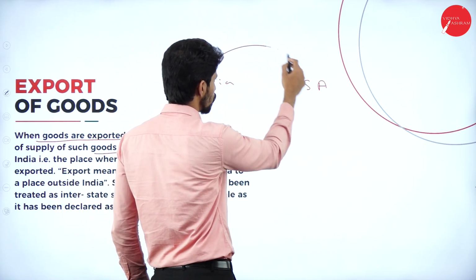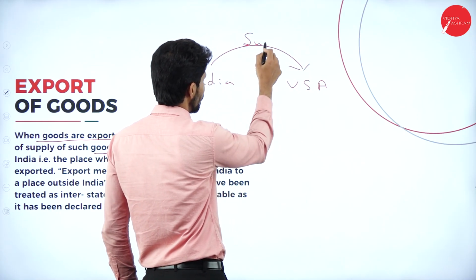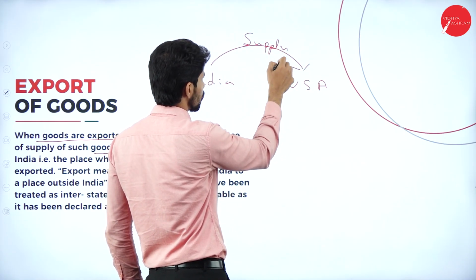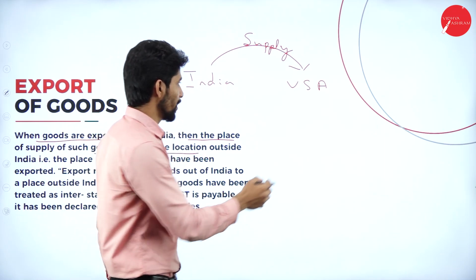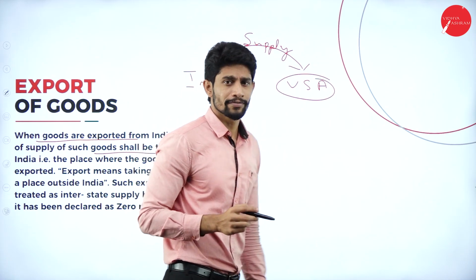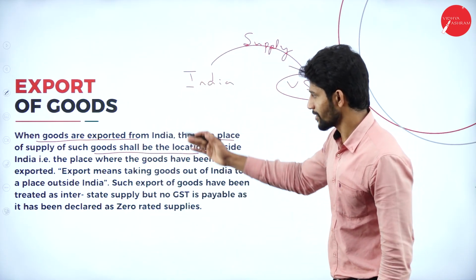You are supplying goods to USA. So now what is the location? Place of supply, it is USA. Place of supply is what? USA. So in that way it is explained.